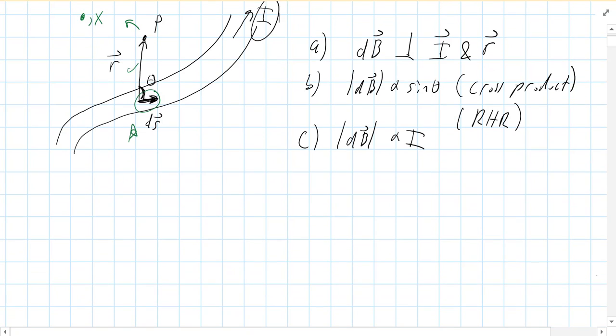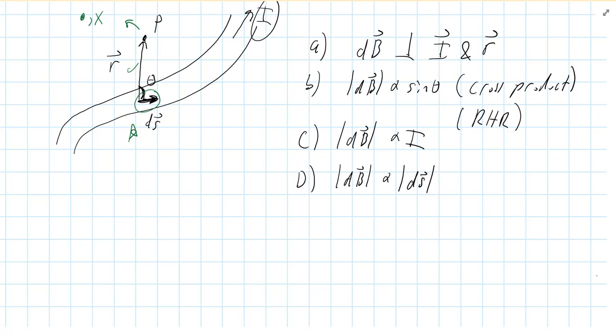Another thing they figured out was the magnitude of the magnetic field is proportional to the length of the wire. So if you have 1 inch of wire and a current of 1 amp, you're going to get a certain field. If you have 2 inches of wire with the same 1 amp current, you're going to get double the field. And finally, the last thing they figured out was the little chunk of magnetic field is proportional to 1 over the radius squared. Surprise, surprise, we have our inverse square law. A lot of things follow the inverse square law.